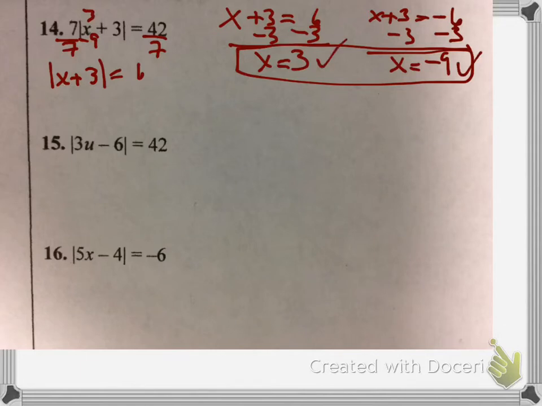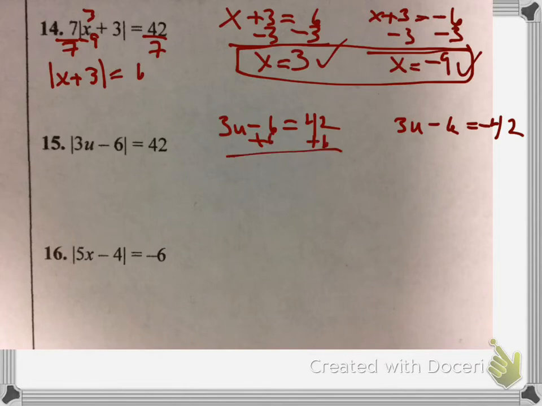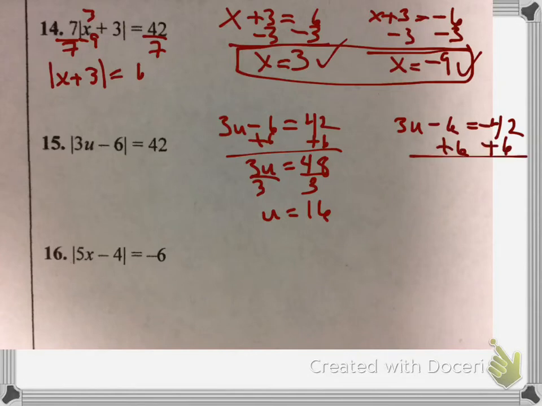Here on number 15, I can see that this is isolated, so I can say 3u minus 6 is equal to 42. 3u minus 6 is equal to negative 42. So I add 6 to both sides. I get 3u is equal to 48. Divide by 3, and u is equal to 16. Add 6 over here. I get negative 36. 3u divided by 3, and u is equal to negative 12.